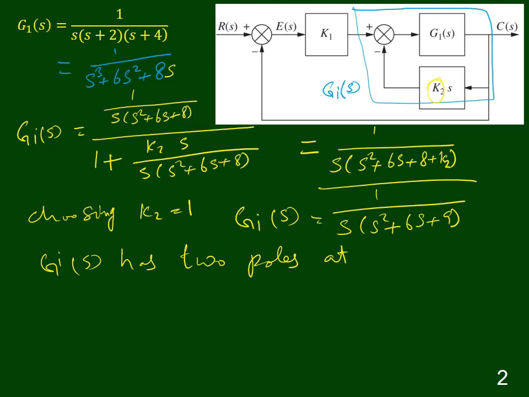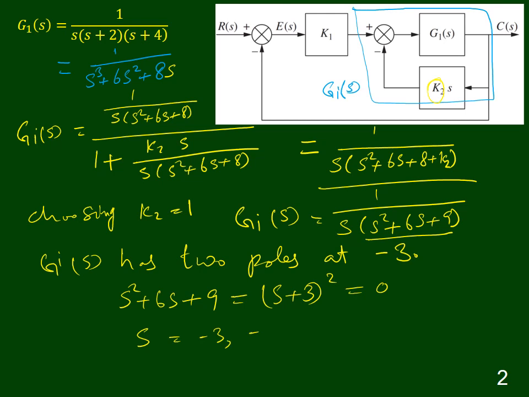It can be found from this: s square plus 6s plus 9 is equal to (s plus 3) whole square, and if I make this equal to 0, s will be equal to minus 3, minus 3. So this system has two negative poles at minus 3, and they are real, so the condition is fulfilled. Now we have to find out the value of K for which the system is stable. So in the next slide we will find this condition.